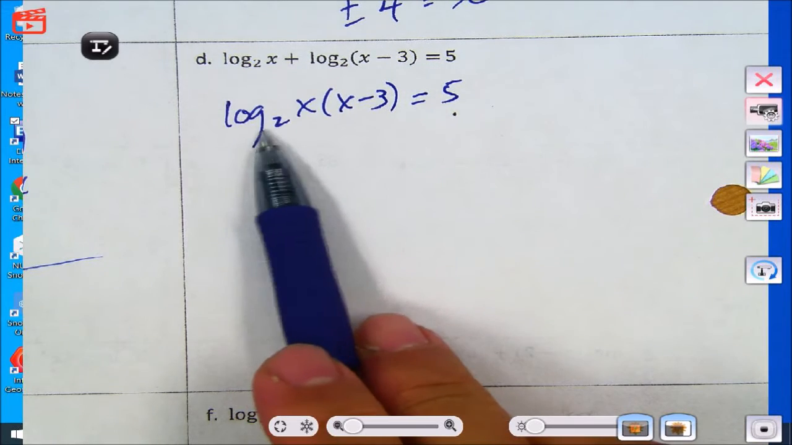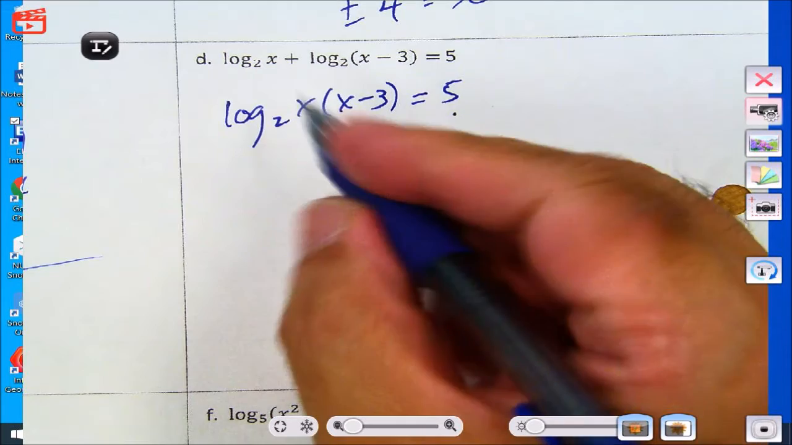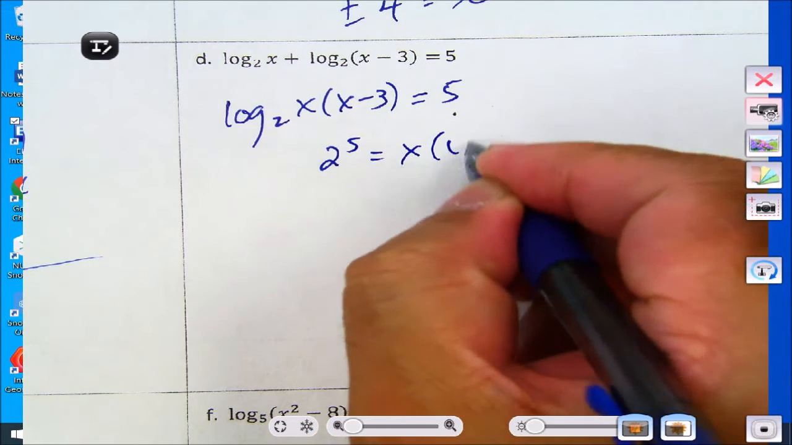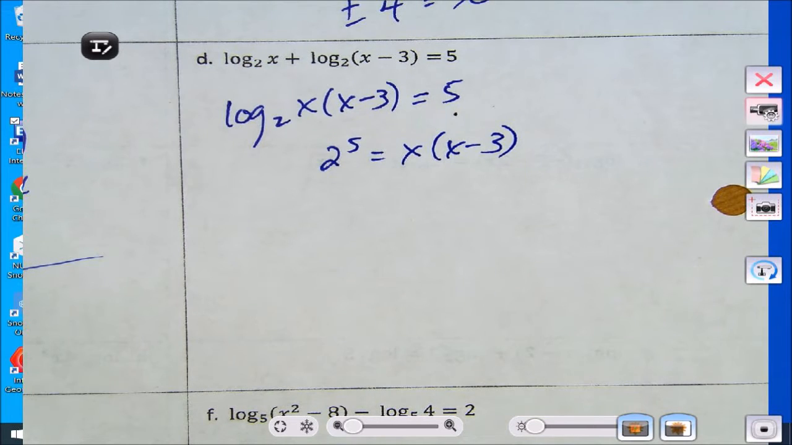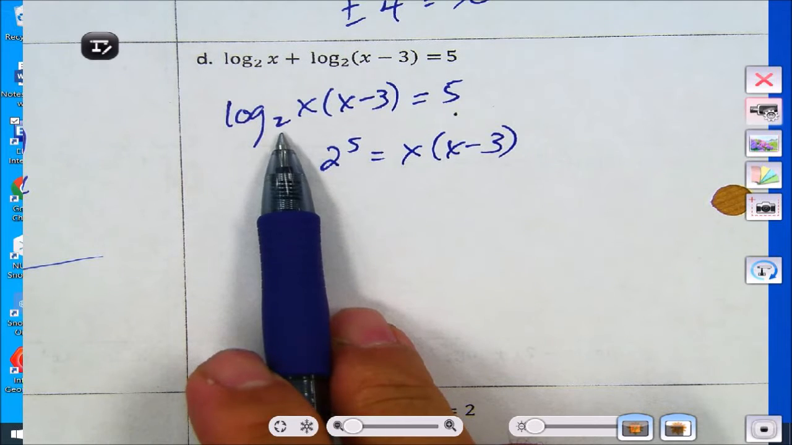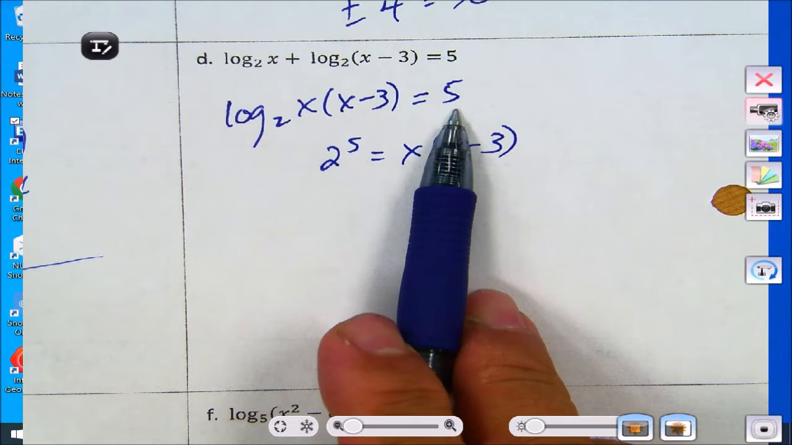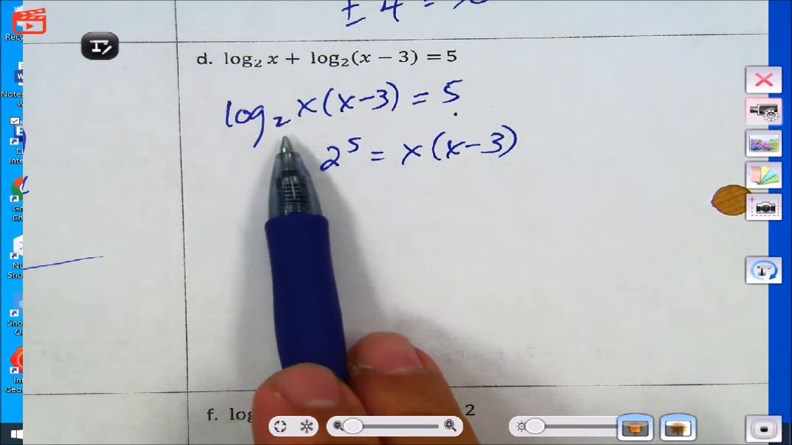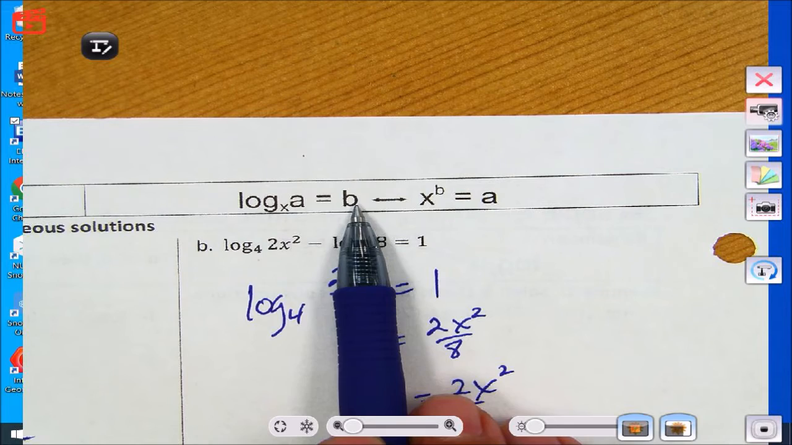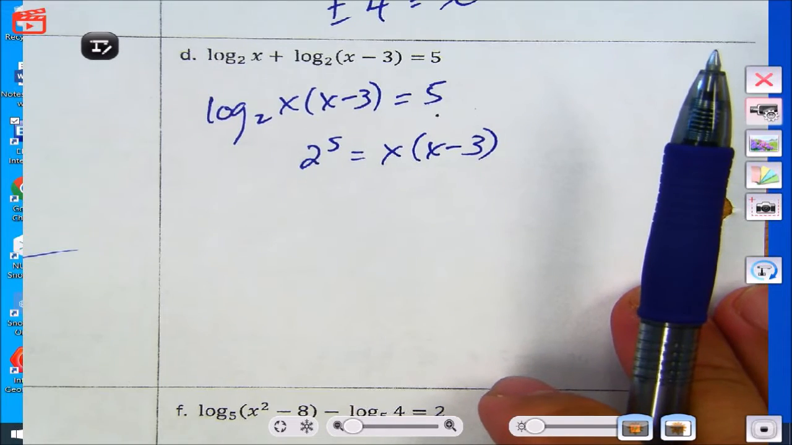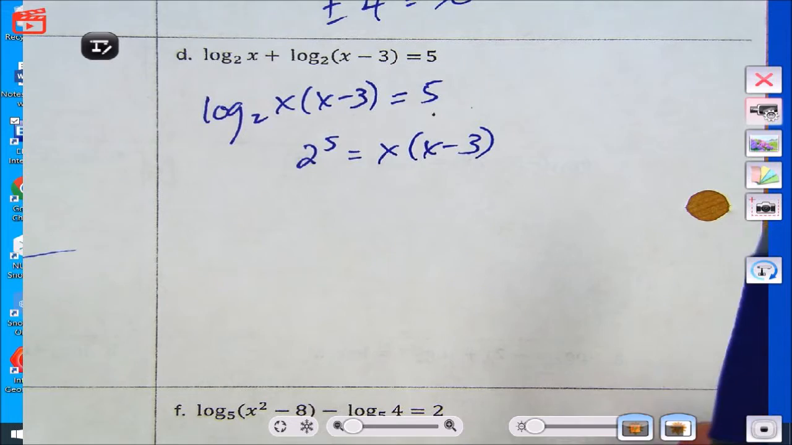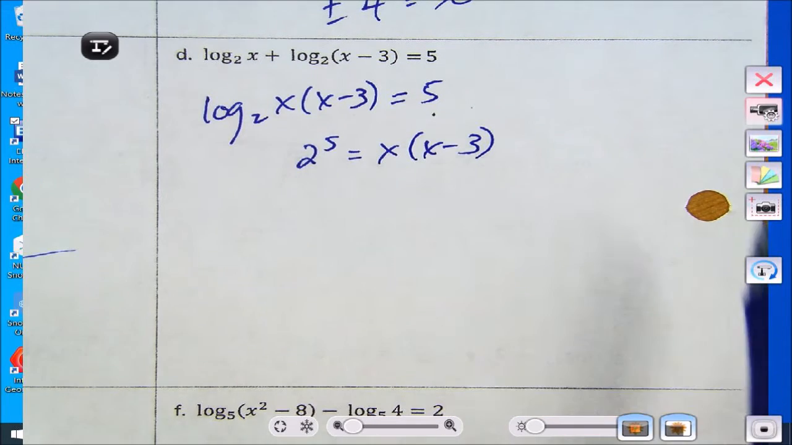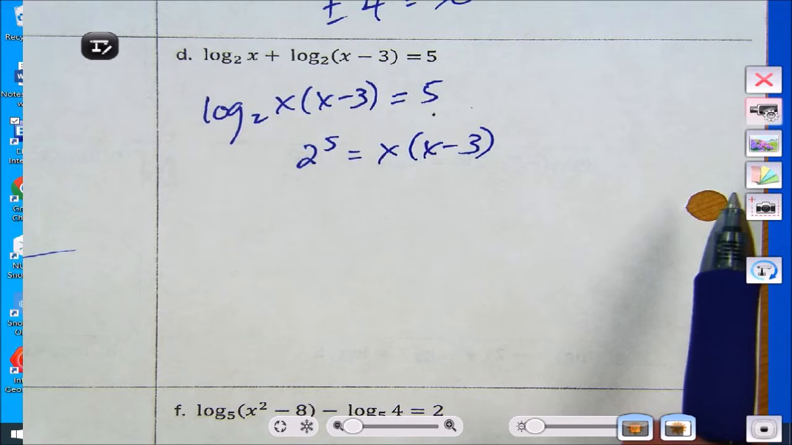Alright, so now you're going to do 2 to the 5th. 2 to the 5th equals x times x minus 3. The base is over here. Definition of log, remember, you do x to the b equals a. The 2 is never cubed. It's 5 squared, not 5 cubed. Yeah, okay. Alright, what's 2 to the 5th, Aiden?